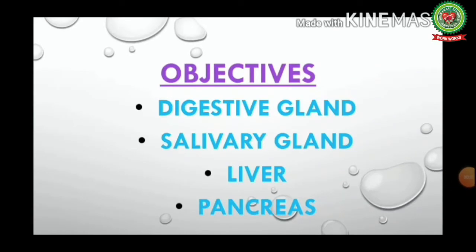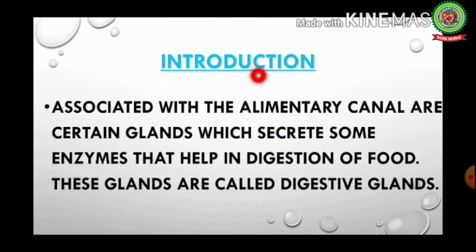We have already discussed the small intestine and large intestine. The main objectives of today's topic are the digestive glands: salivary gland, liver, and pancreas. Introduction. Associated with the alimentary canal are certain glands which secrete some enzymes that help in digestion of food. These glands are called digestive glands.